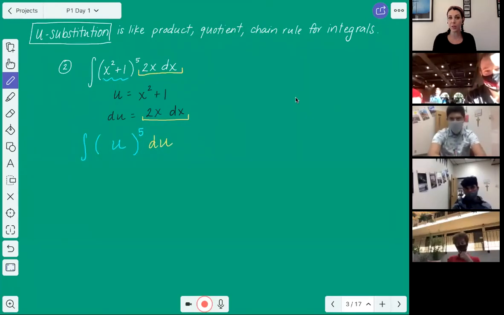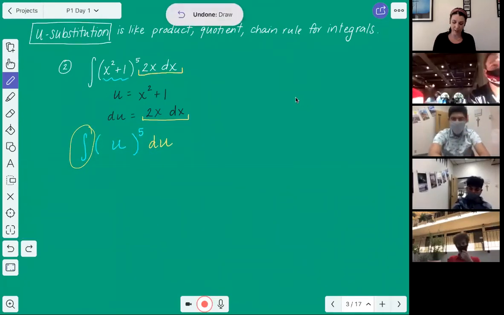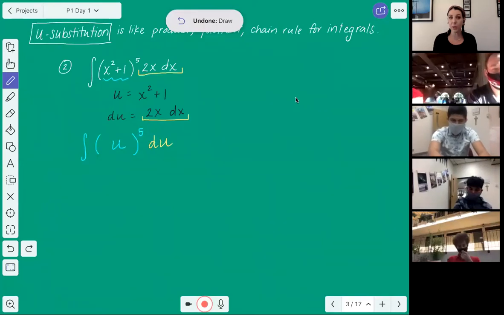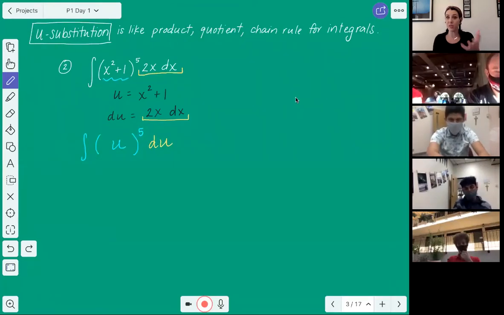Your antiderivatives or your integrals should always start with this sign and end with a d something. You should never have the du in the middle somewhere. It should always be at the end, like a period on a sentence. Okay, now all we're doing is taking the integral of this function, or taking the antiderivative of this.